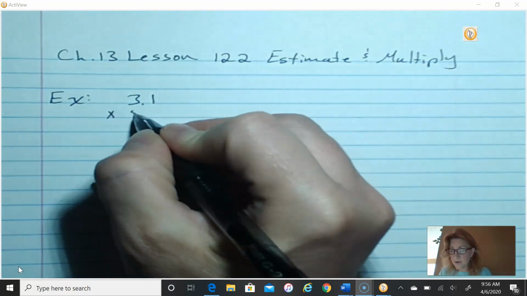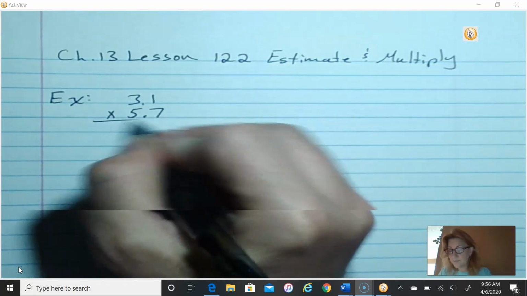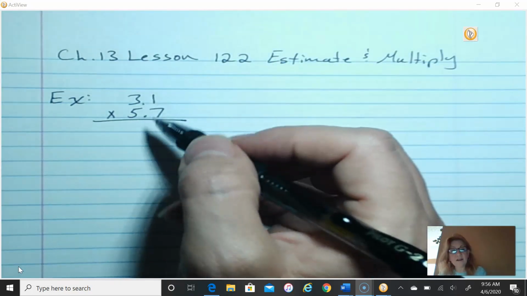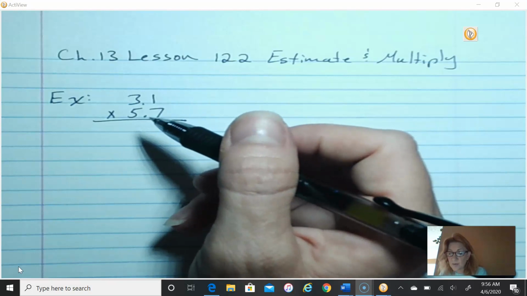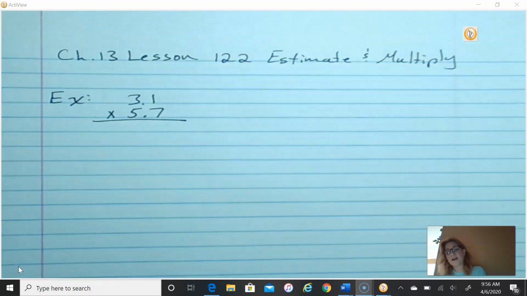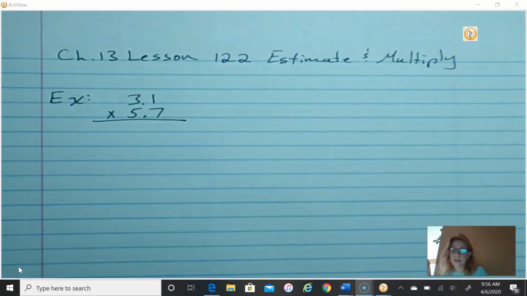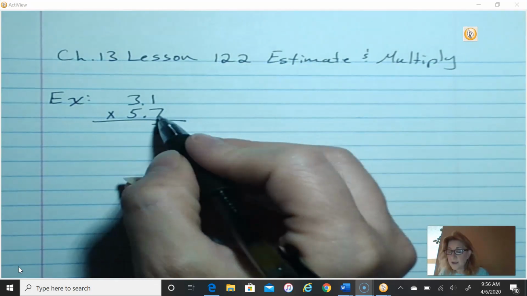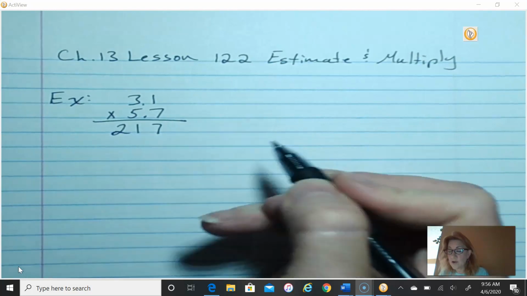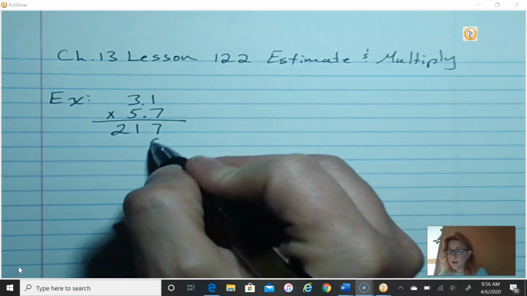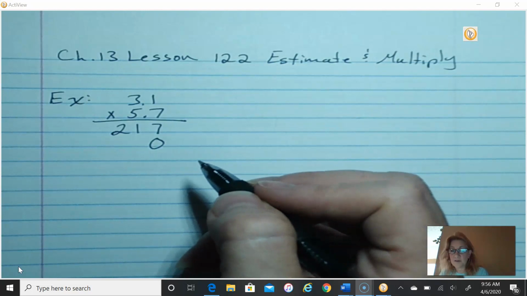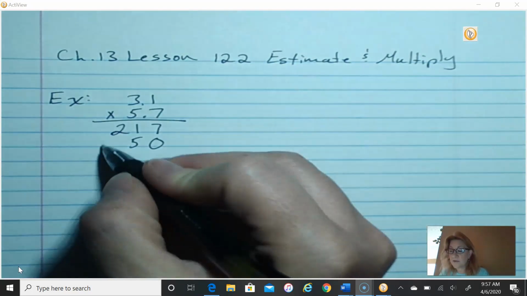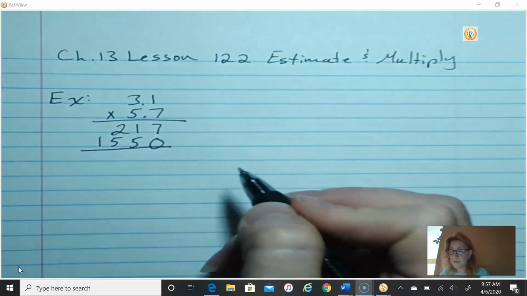3.1 times 5.7. Remember, even though these decimals are lined up, we never line up decimals on purpose. If they're lined up like this, it's just a coincidence. So 7 times 1 is 7. 7 times 3 is 21. Put your placeholder 0 down there. 5 times 1 is 5. 5 times 3 is 15.